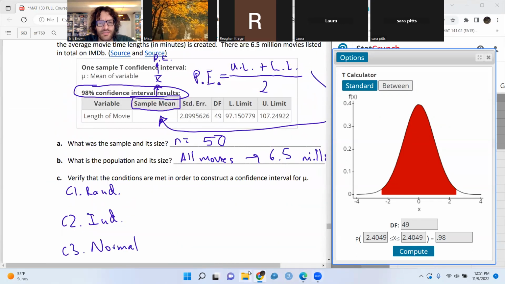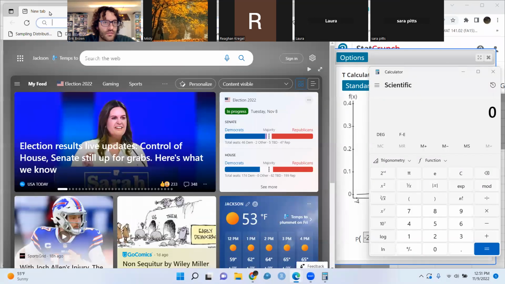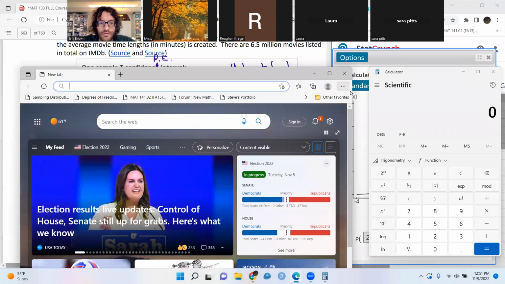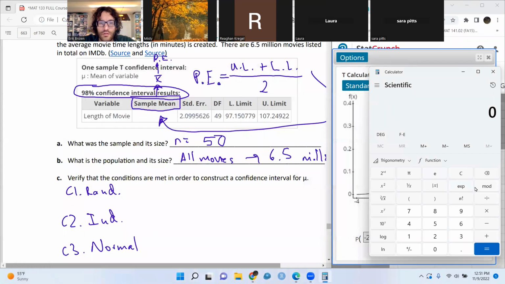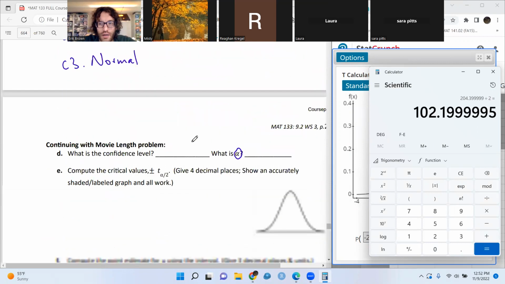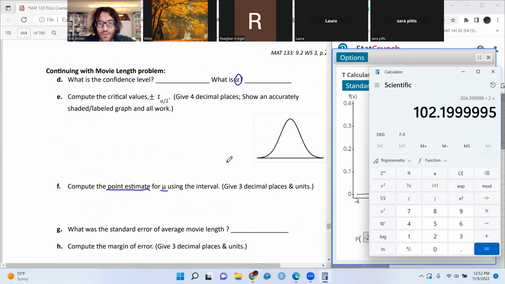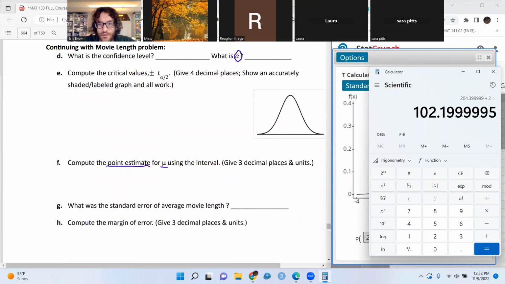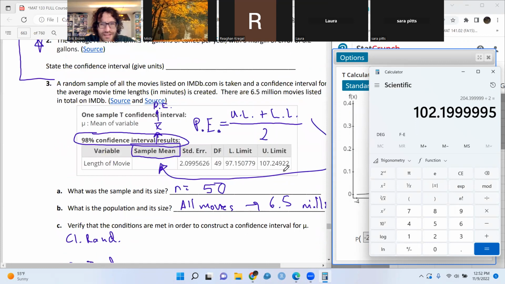Did you get a point estimate of whatever this divided by the sum of those two divided by 2 is equal to? Oops, I clicked Edge. No, 2.9999999. So 102.200. What is this? Oh, minutes. This is minutes.